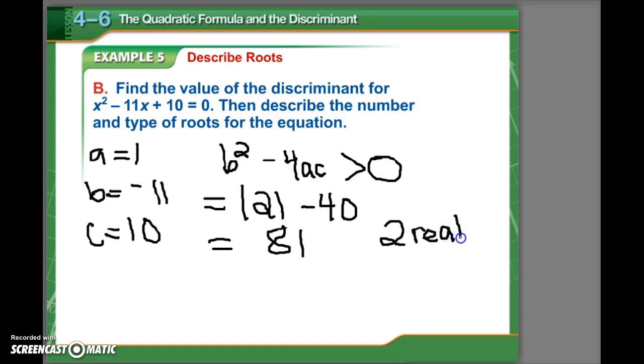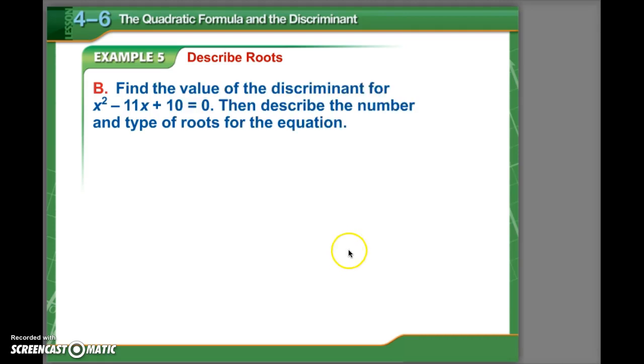And we might need to figure out if these real roots are going to be rational or irrational. I'm pretty sure the way you do that is we look and see if this number, 81, our answer, is a perfect square or not. But let's advance to the next slide and see what they say.